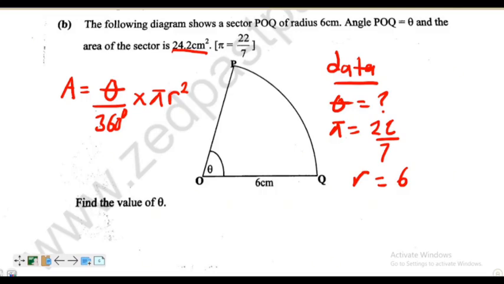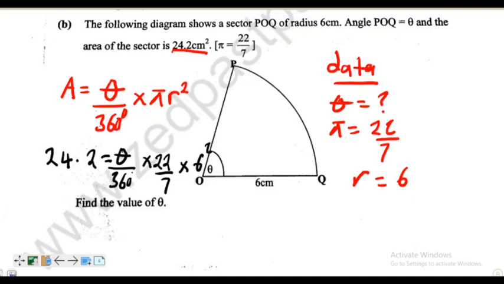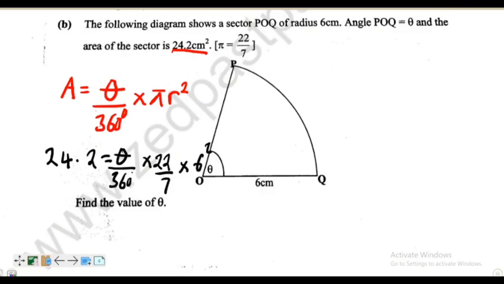So we are just going to replace area with its value, which is 24.2. So we say 24.2 is equal to theta over 360 degrees times pi, which is 22/7, times the radius, which is 6, so it's 6 squared. I hope that you are following. Then we proceed from there.